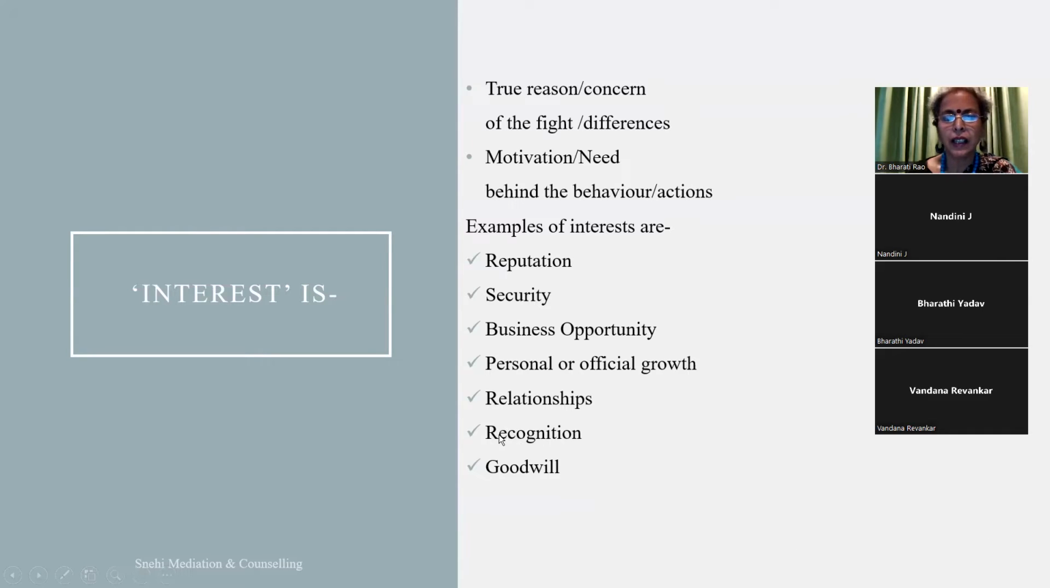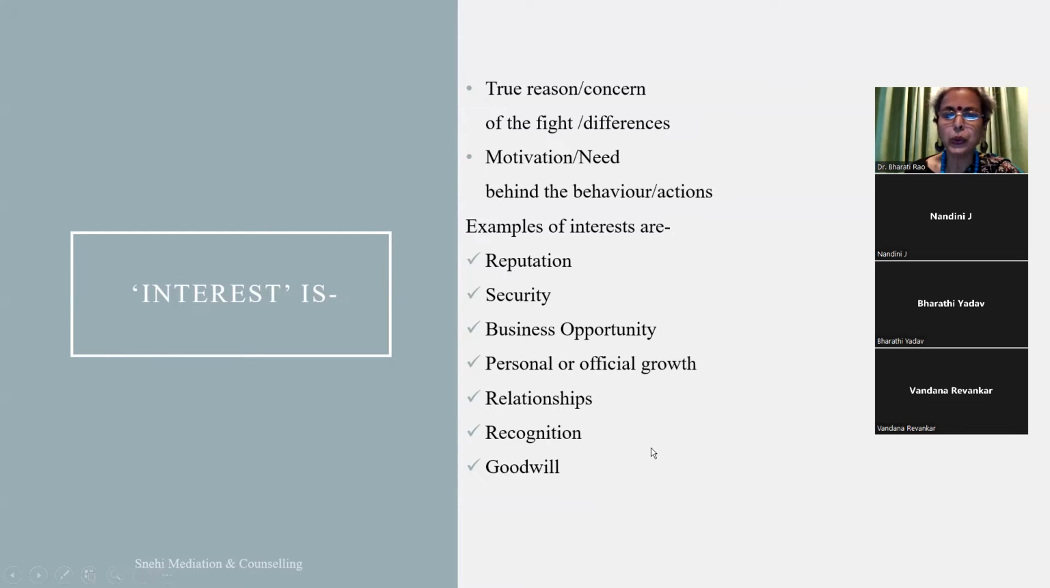Now, in certain cases, recognition. In workplace disputes, we often find this. Two people may be contesting why they did not get a particular promotion. Even without the promotion, they may be doing well monetarily and in every other way, but the promotion is an answer to the underlying interest for recognition. So these are some of the areas that can be the driving force, the motivation behind why a particular person is behaving the way he does.